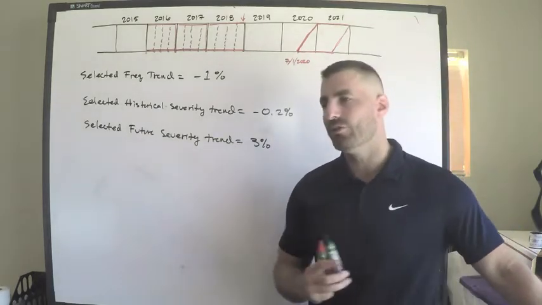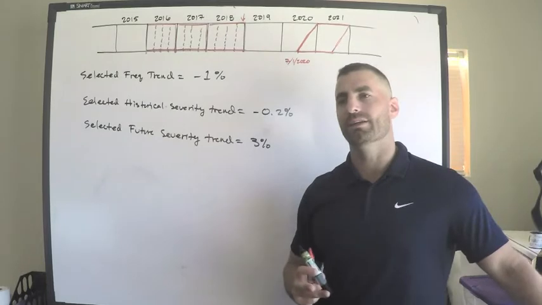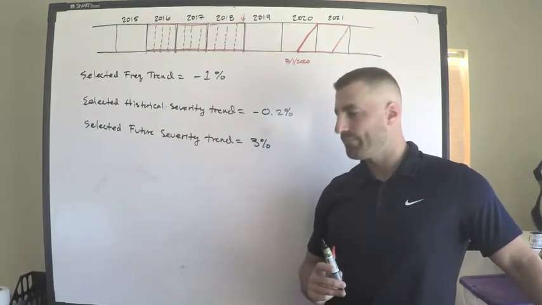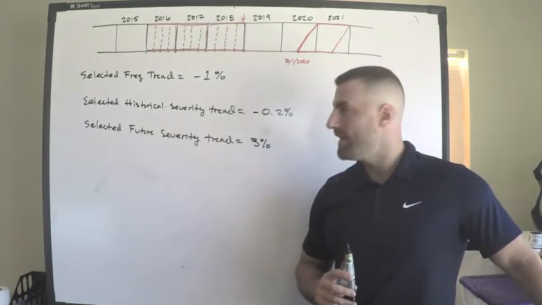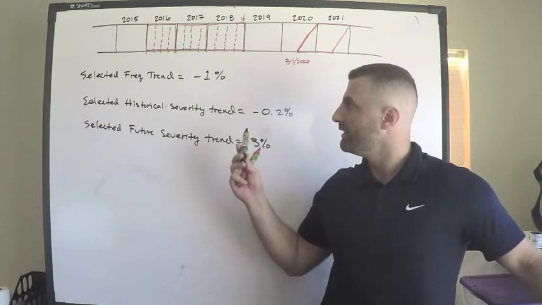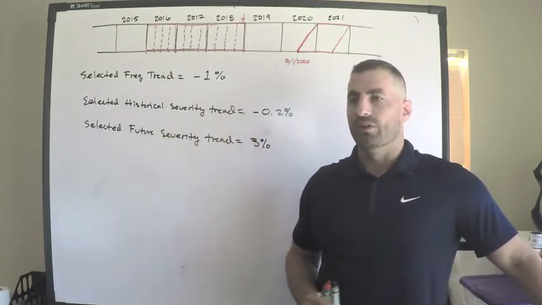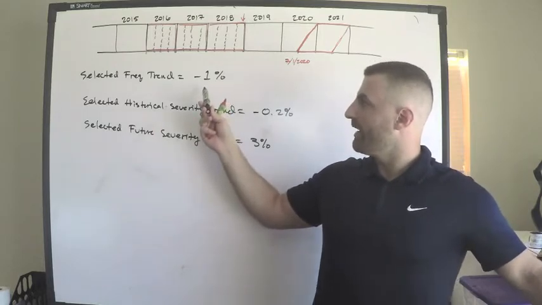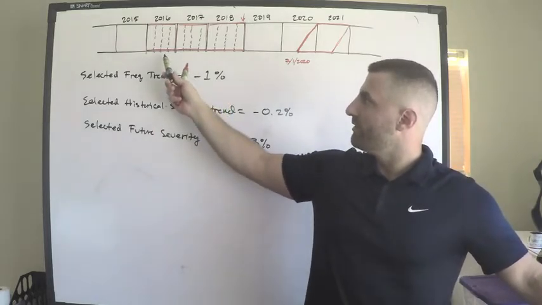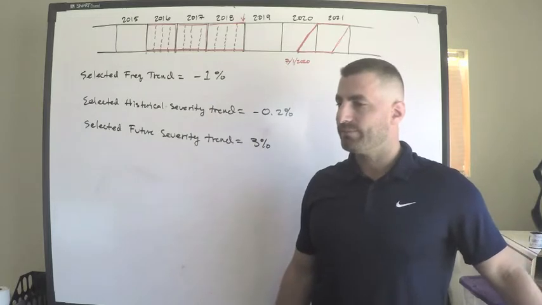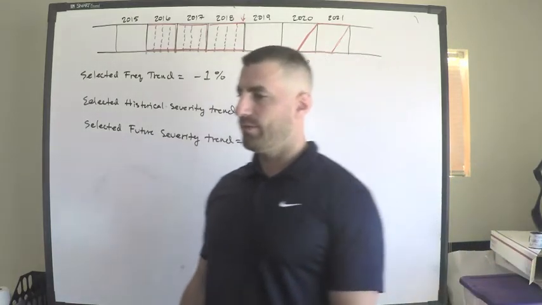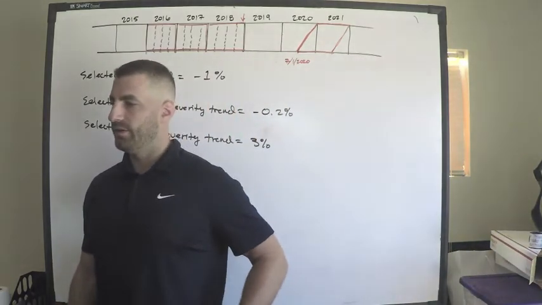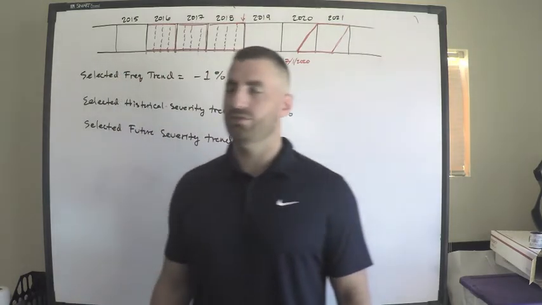There's so much going on that I could just talk about forever, but let's stick to the video. Let's stick to the question at hand. Now, what am I gonna do with these numbers? Let's start with frequency trend. Okay, frequency trend, I've only selected one value. Okay, I need to project. We're concerned with 2016. Okay, calculate the pure premium trend factor for accident year 2016 to be used in the rate indication.